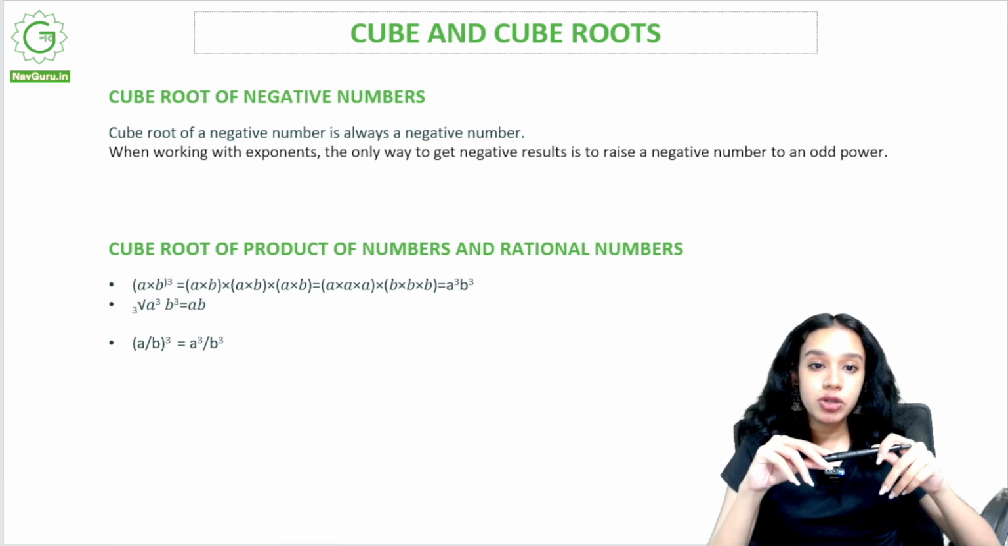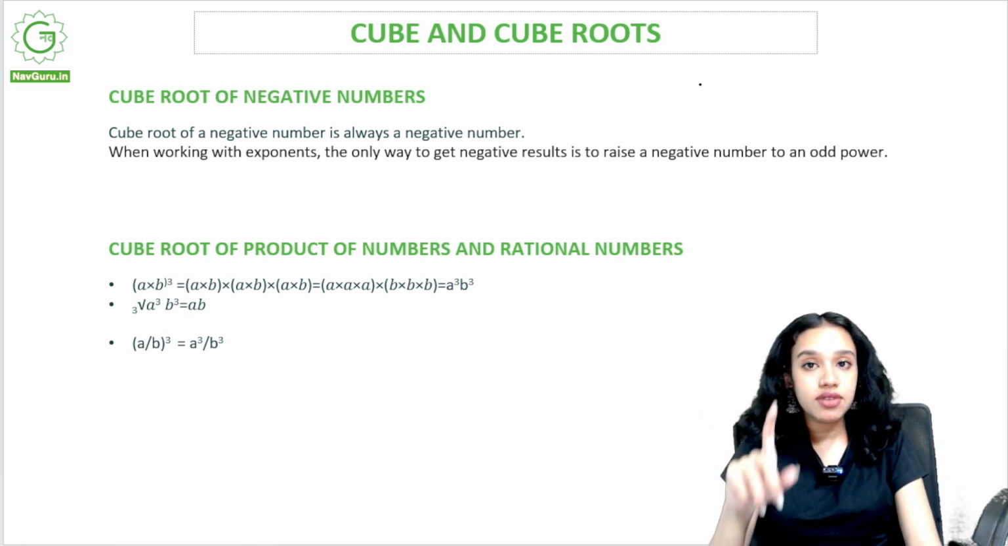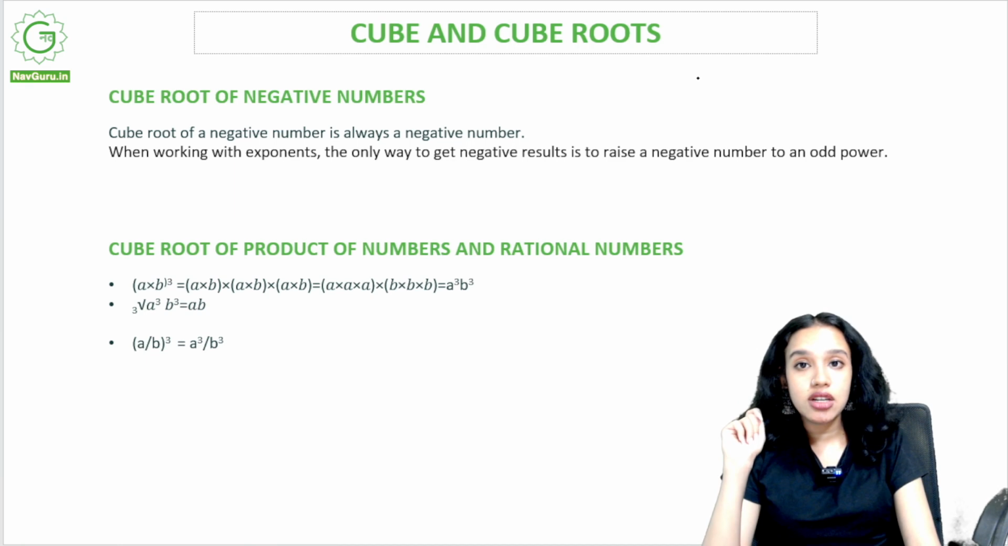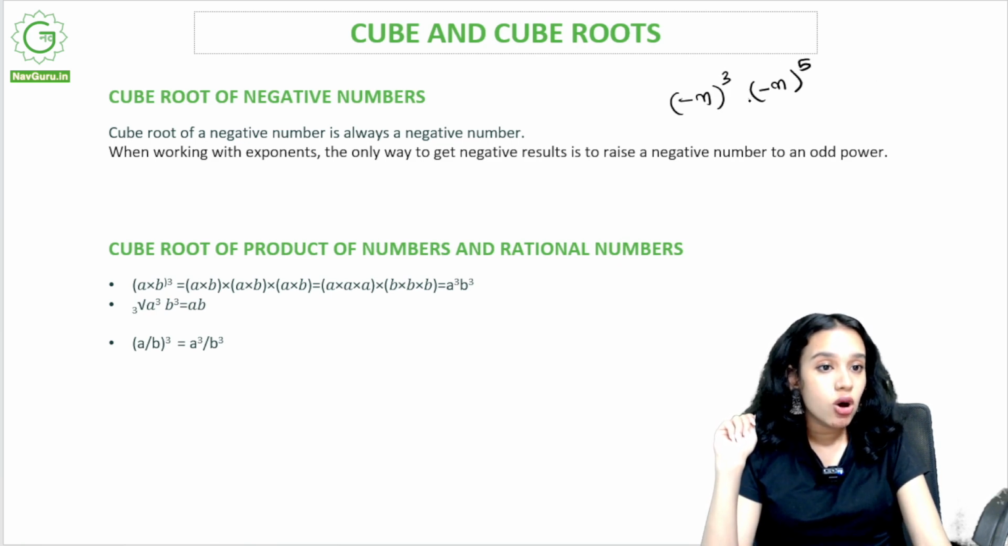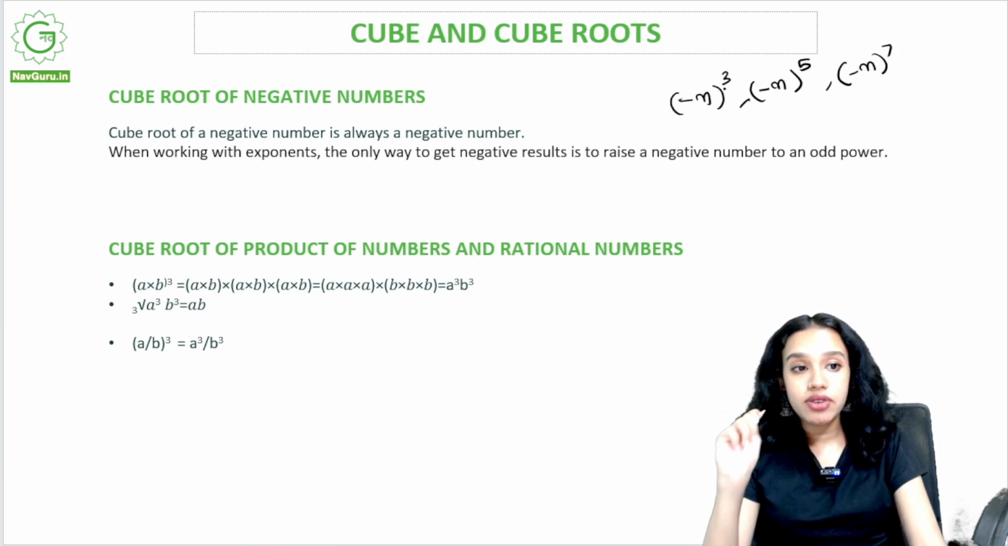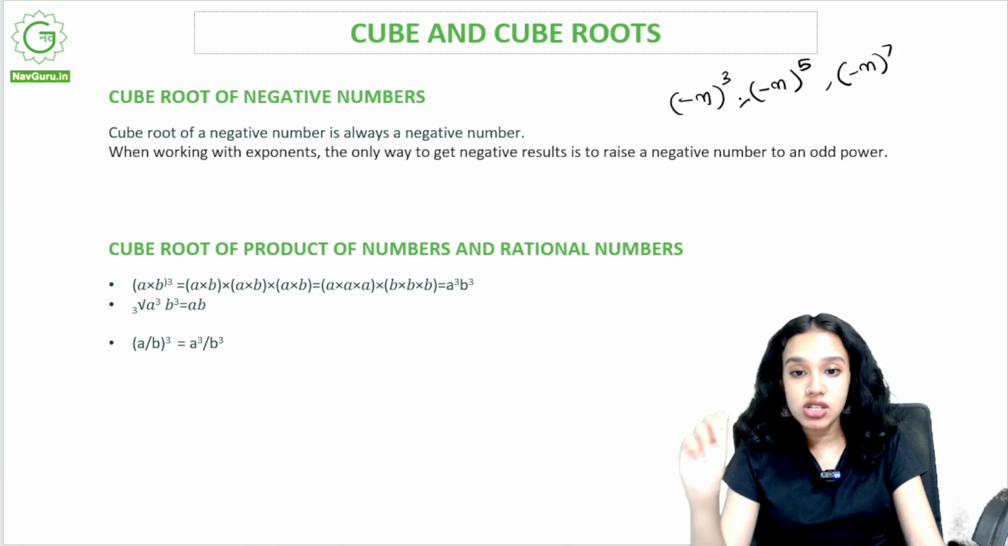When working with exponents, the only way to get a negative result is to raise a negative number to an odd power. So what did I say? Negative numbers multiplied by itself for an odd number of times would have a negative result. So if I am raising a negative number to an odd number, let's say 3, or 5, or 7, or any odd number, I would get a negative number as a result.